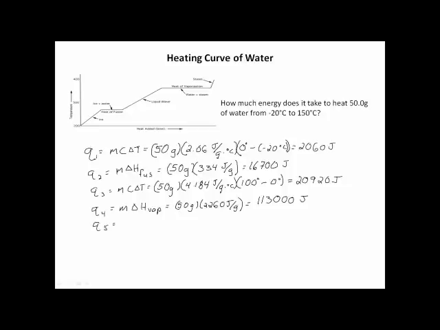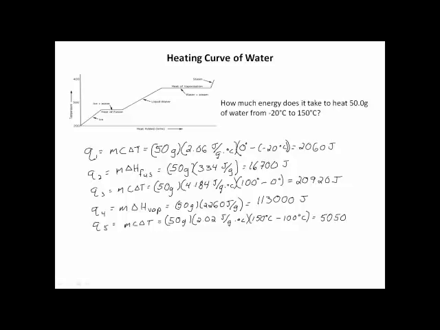And Q5 is our last MCΔT. So of course our mass is still 50. Now it's the C, this time of the steam or gas form of water, which is 2.02. Similar to ice, but a little bit less. And our delta T, our final is 150, which was given in the problem, minus our initial, which is 100, which is what temperature the water boils at, and we get 5,050.